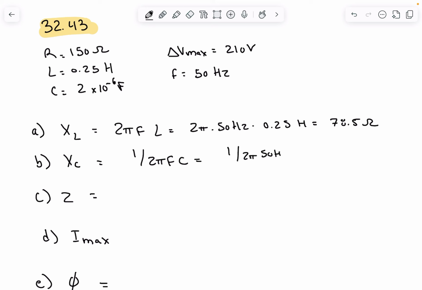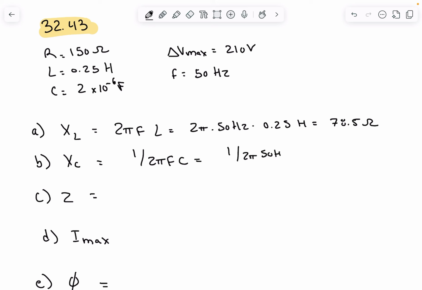We now want to find phi, which is the phase angle between the current and source voltage, and that is going to be the inverse tan of XL minus XC divided by R, which again is just our resistance, and we have all these numbers. Plug everything in. We get 78.5 minus 1590 divided by 150, and that's negative 84.3 degrees.